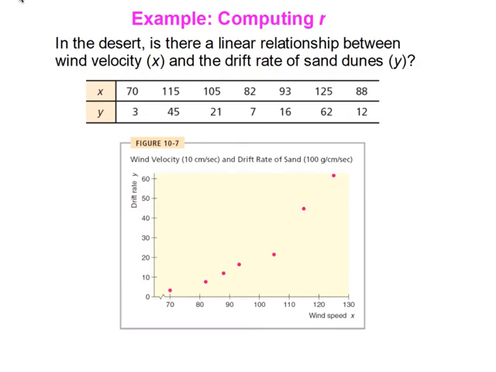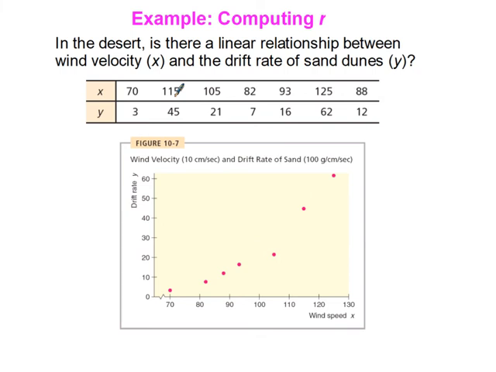Okay. If I went too fast on that, you can flip back and look at it again, and it is in the book. But here's the example I want to use. In the desert, there is a linear relationship between the wind velocity x and the drift rate of the sand dunes y. So 70, 115, and so on, 345, and so on. I've got my x and y's.